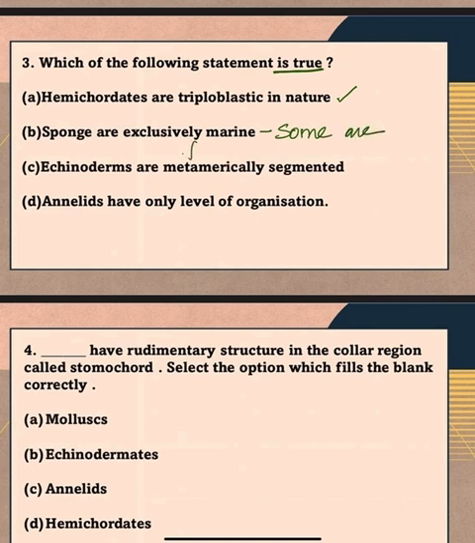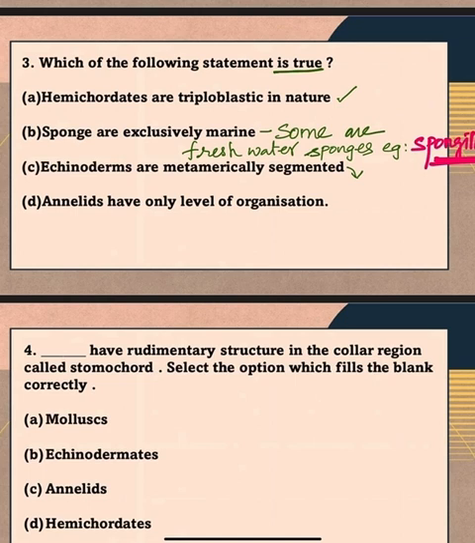The best example for this is Spongilla. Spongilla is a freshwater sponge. And echinoderms are metamerically segmented. So metamerism is exhibited by only 3 phyla you have to remember.